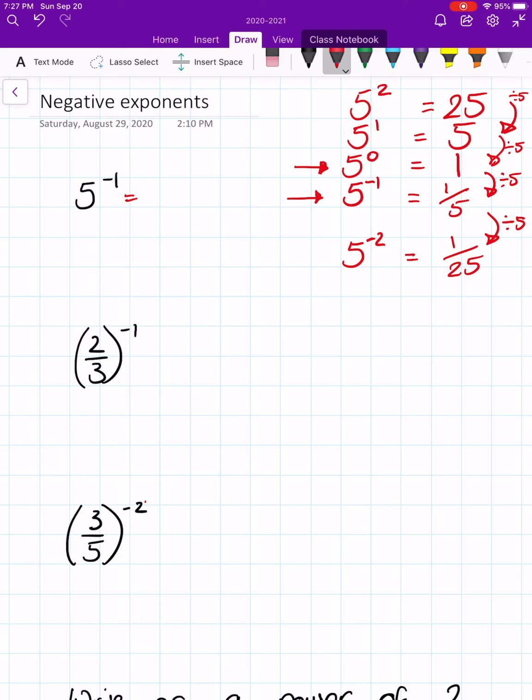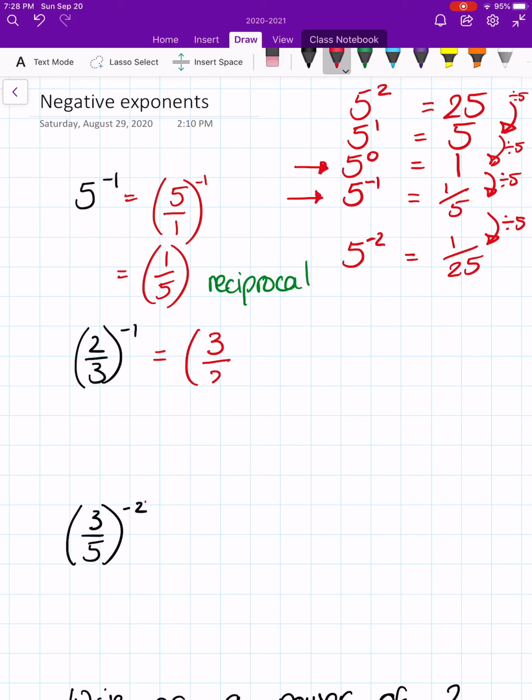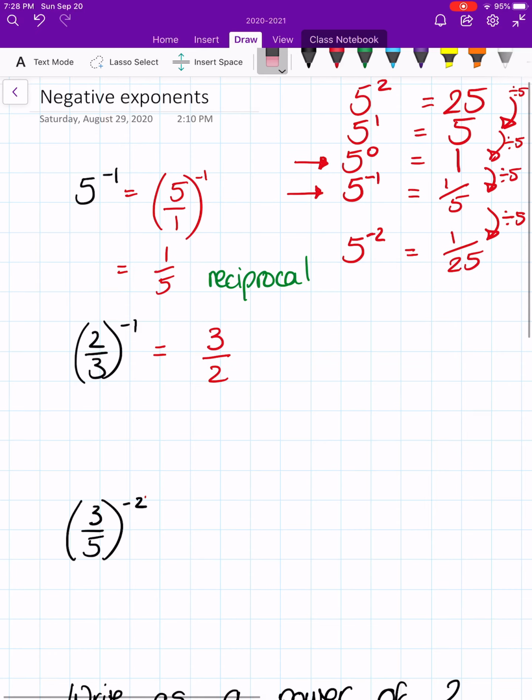So what we think of as a shortcut, because we notice the relationship, is that 5 can be written as 5/1. And when I have something to the power minus 1, it flips those numbers around, okay, and finds what we call the reciprocal. Okay, so here 2/3 to the negative 1, it's going to flip that fraction, 3/2. In fact, you don't even need to write the brackets in here, okay.